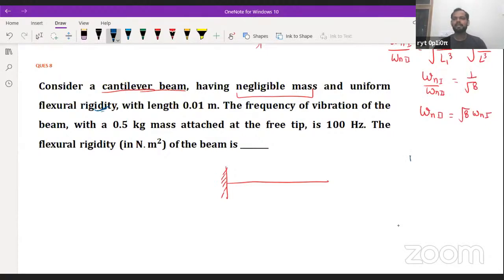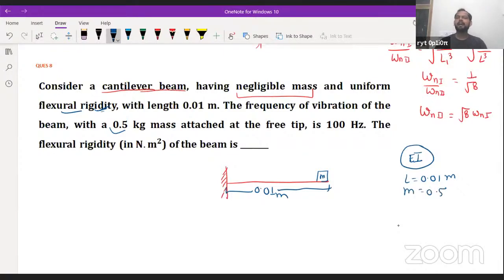Anyone? I am waiting for the response. EI, very good Taizim, very good Akshar. So it has the uniform flexural rigidity EI. L is given 0.01 meter, and frequency of vibration with a 0.5 kg mass attached at the free tip. So here 0.5 kg mass is attached, so M is given 0.5 kg, and the frequency is 100 hertz.